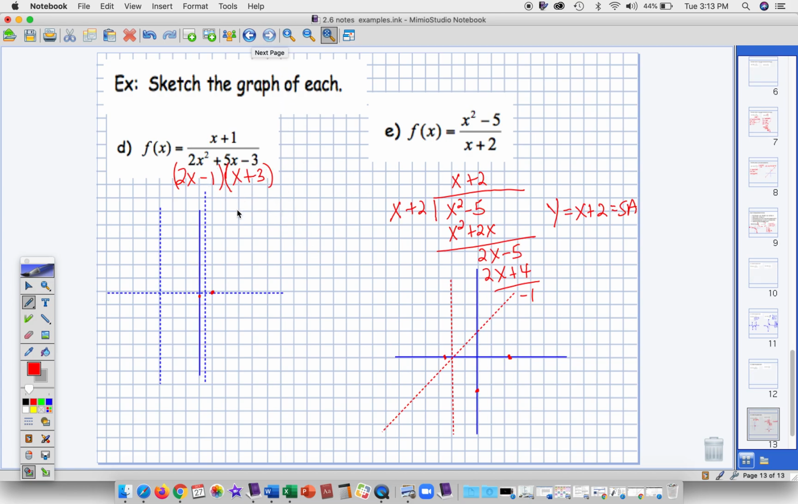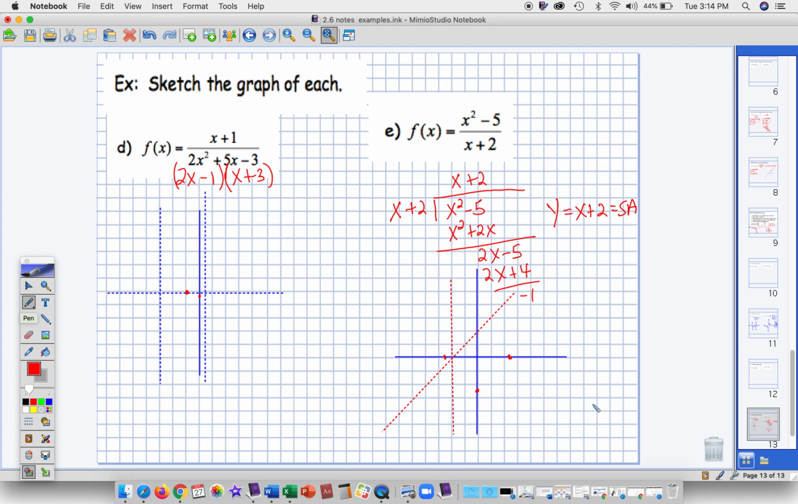Okay, so I factored the denominator. So we're going to have 2 vertical asymptotes again, right? X equal to negative 3 and x equal to 1/2. Okay, our y-intercept is negative 1/3. X-intercept at negative 1, which I think I'm on the wrong side there. That was meant to be negative 1 over here.